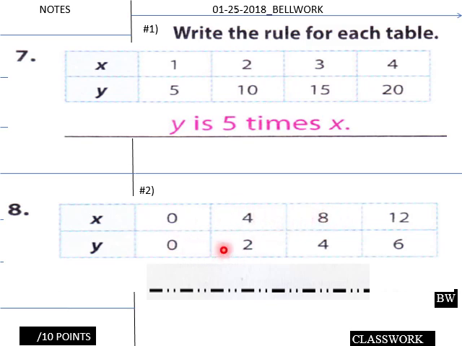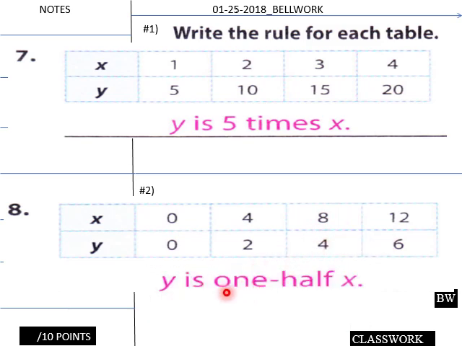And then for our Y, we add 2 for each movement of X. Each part of the table on X, we move up 2. So for this one, Y would be 1/2 of X. 1/2 of 0 is 0. 1/2 of 4 is 2. 1/2 of 8 is 4. Then 1/2 of 12 would be 6. So Y is 1/2 X.